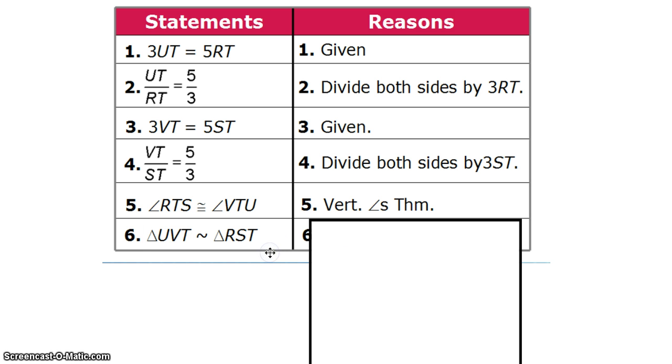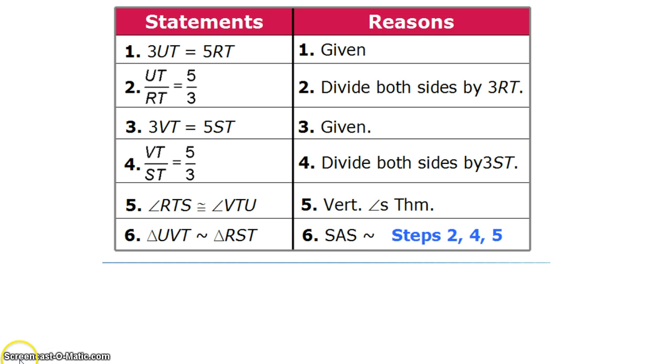So the final step is we have triangle UVT similar to RST, and we found it with which theorem? Wait, let me write this. SAS. Good.